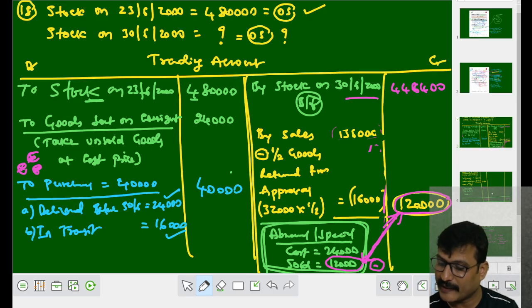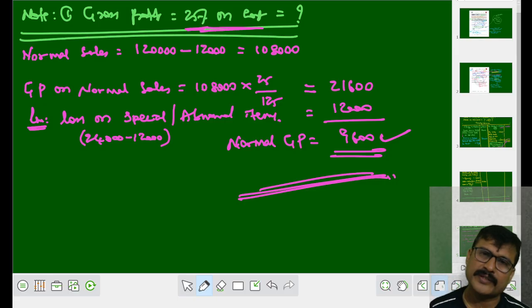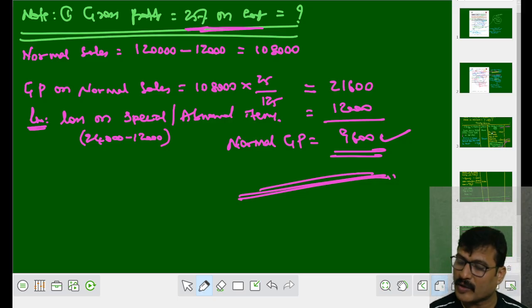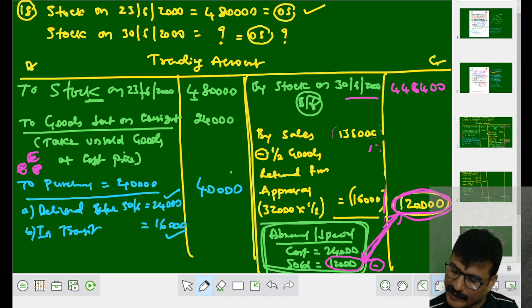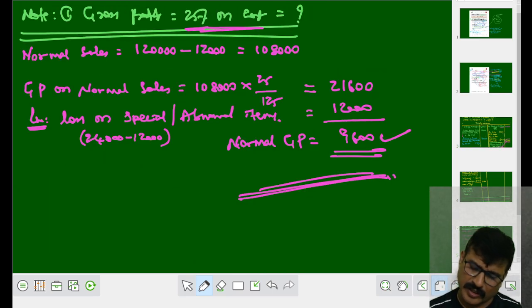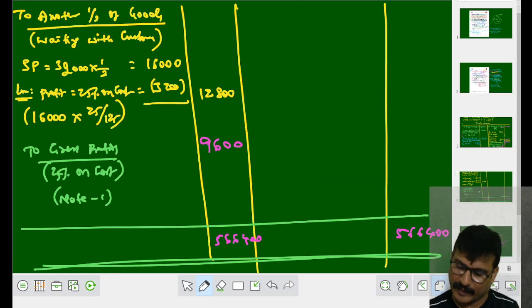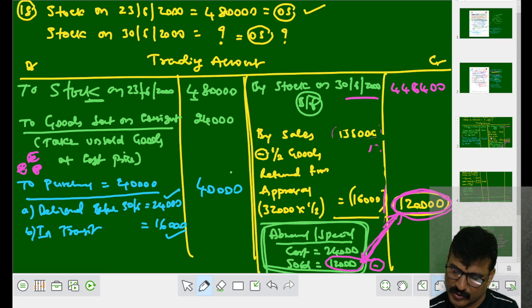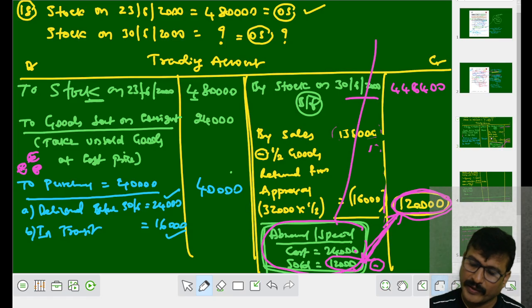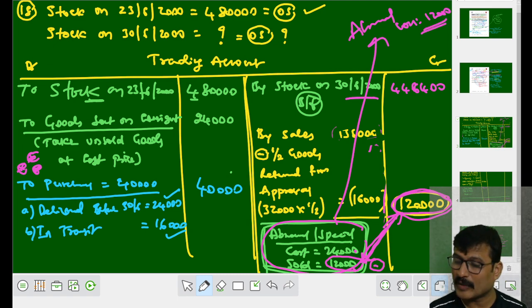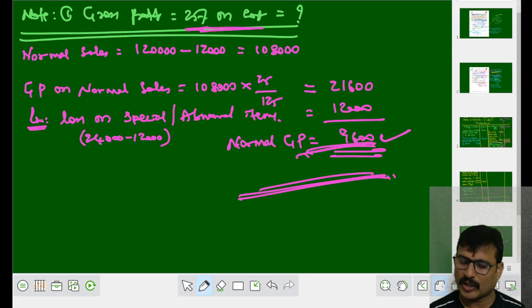Did you understand? Again I repeat, my dear student, this is a very important point. We have to take the gross profit on normal sales. How to work out normal sales? The sales is 1,20,000. Subtract the sale of abnormal items. We are getting normal sales. Loss on special or abnormal items: how much loss happened? Abnormal cost is 24,000, abnormal sold is 12,000. 24,000 minus 12,000 is 12,000, which will be your loss. That 12,000 we have to subtract here in order to get the real gross profit. A very tough problem. Please try one more problem on your own.